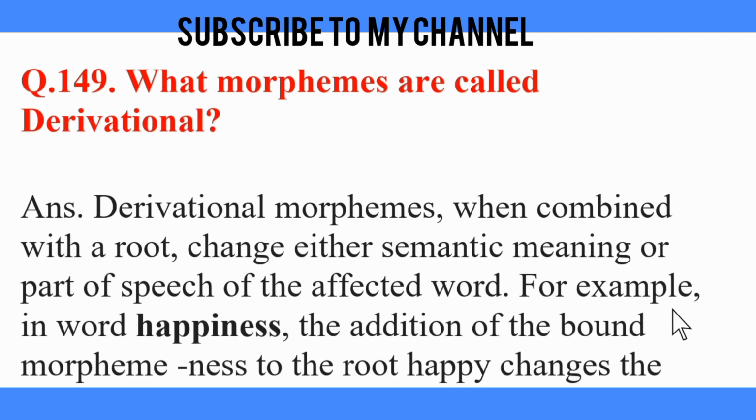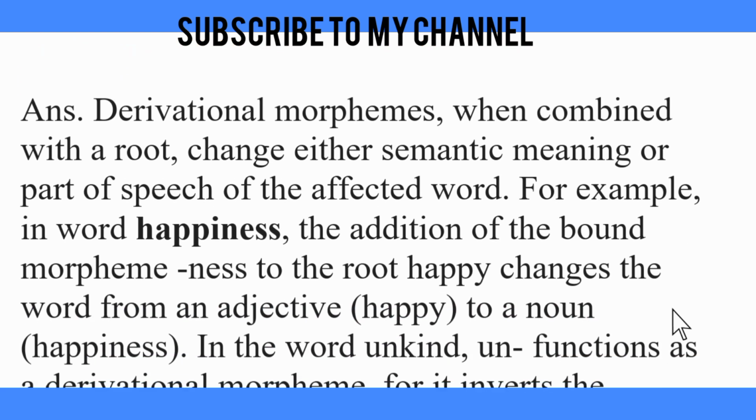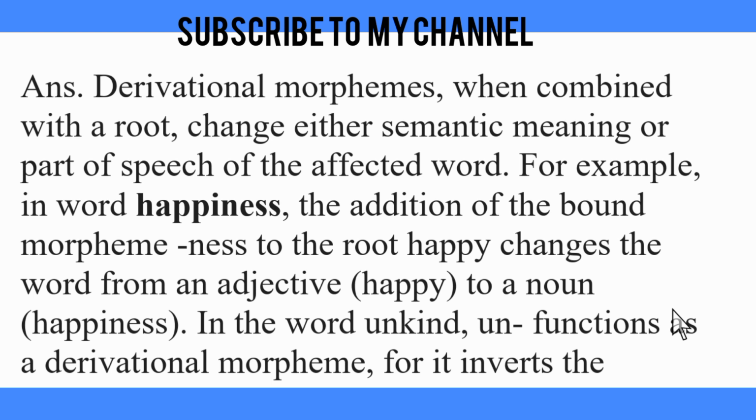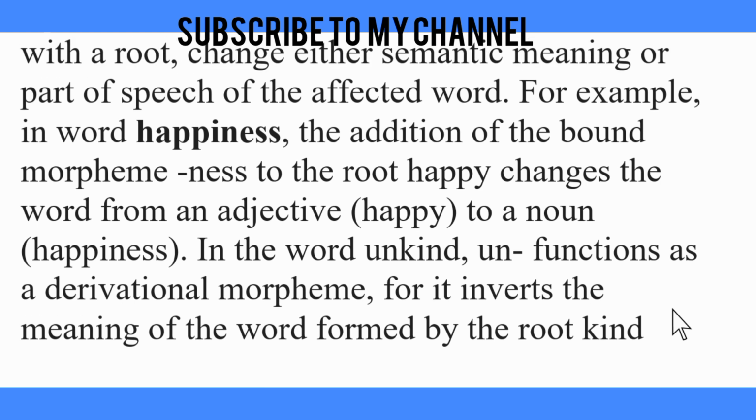What morphemes are called derivational? Derivational morphemes, when combined with a root, change either the semantic meaning or the part of speech of the affected word. For example, in the word happiness, the addition of the bound morpheme ness to the root happy changes the word from an adjective, happy, to a noun, happiness. In the word unkind, un functions as a derivational morpheme, for it inverts the meaning of the word formed by the root kind.